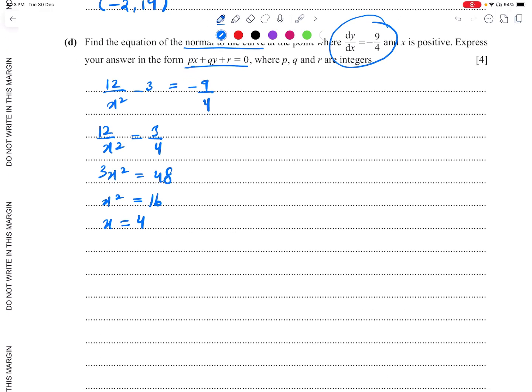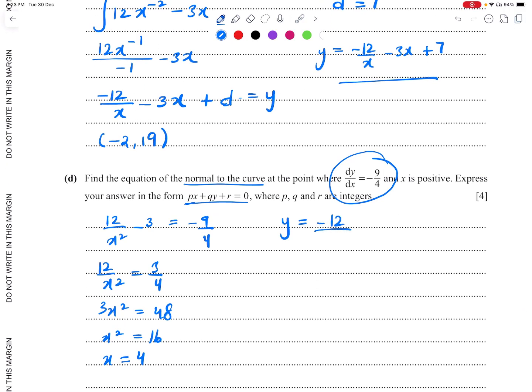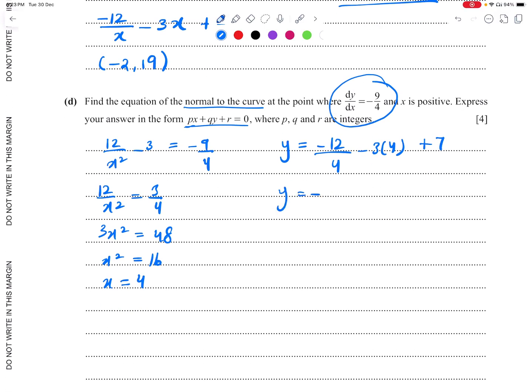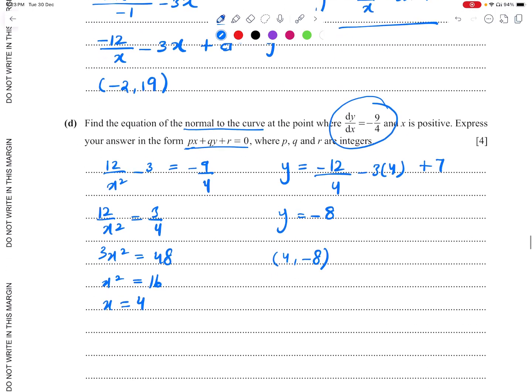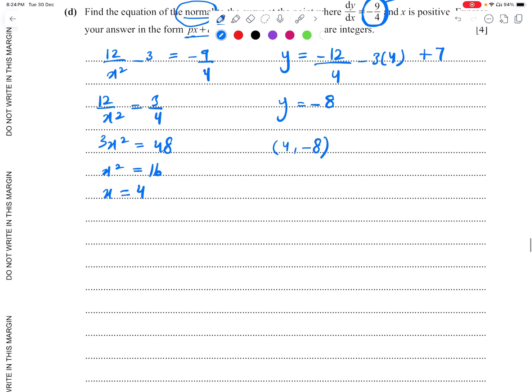Now, if I use the equation of the curve that we found in this part, I just plug in x = 4: -12/4 - 3(4) + 7. That's going to leave me with y is equal to -8, and this gives me a coordinate (4, -8). I know that the gradient at this point is -9/4, but for the normal, it's going to be a negative reciprocal. That makes the gradient 4/9, because I'm going to be dividing this expression by -1.